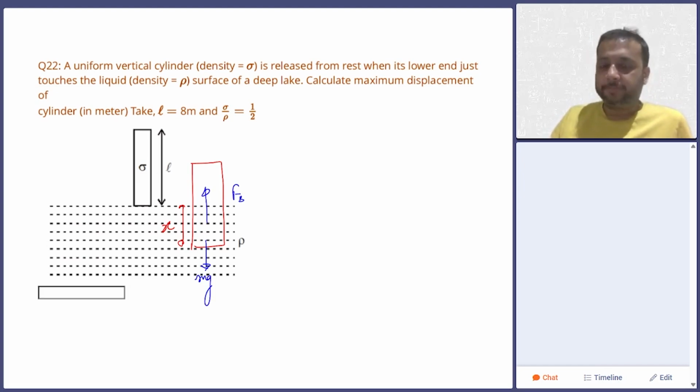What is the value of mg? M is the mass of the block, which is the cross-sectional area A into the total length, that is the volume of the block, into the density of the block. This is the mass of the block into gravity, the mg of the block. Mg will remain constant, minus buoyancy force. What is the buoyancy force? Right now, x length is inside the liquid, so x into cross-sectional area is the volume inside, into the density of the liquid, which is rho, into gravity. This is the buoyancy force.